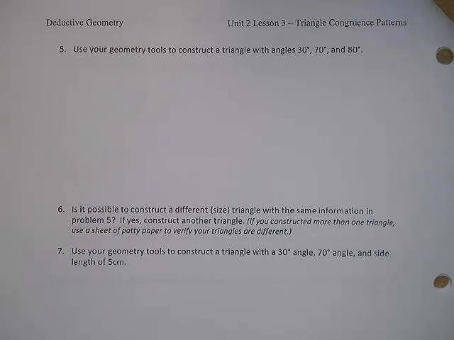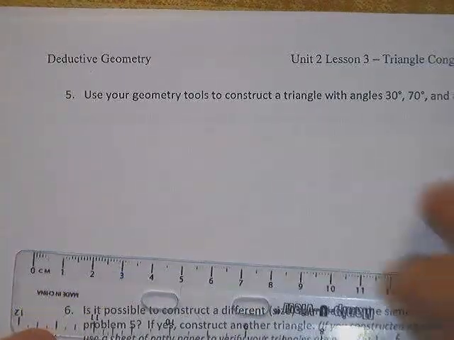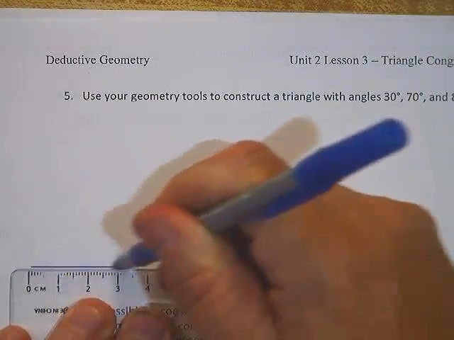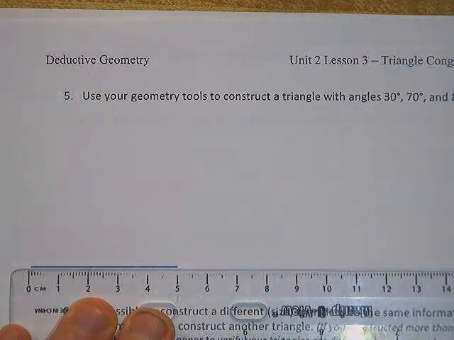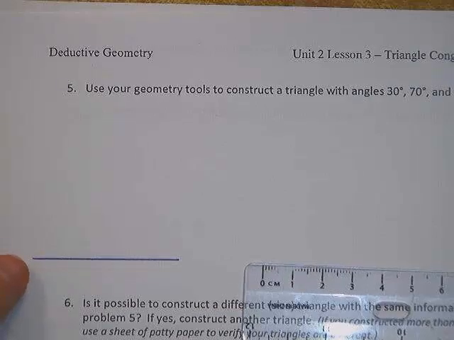So I'm going to provide a few suggestions. So if you weren't able to come up with an answer, maybe the suggestions will help. So for problem number 5, you're not given any length, so you can just draw any arbitrary length as a starting point. And the idea here is, can you come up with, again, two different triangles with the same information?